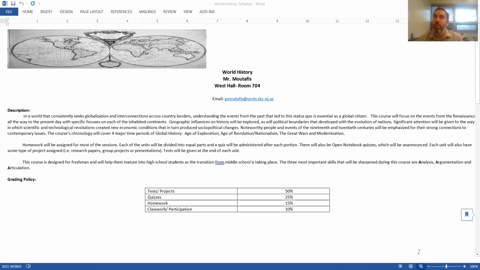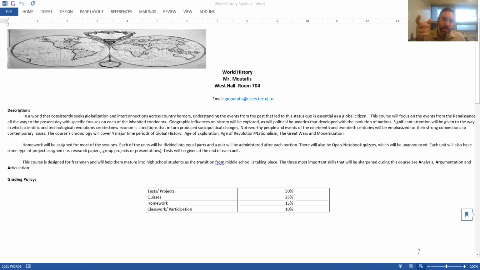It could be the creation of a museum exhibit, preparing for a mock trial. It could be creating a lesson that they will teach their fellow classmates, and a lot of other different things as well. The idea behind it is very simple: just because you're not a good test taker doesn't mean it should dramatically impact your grade.